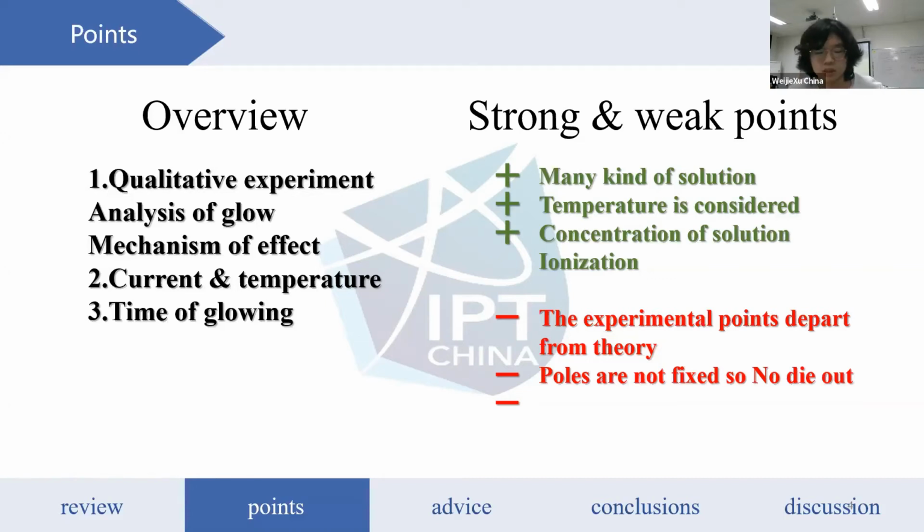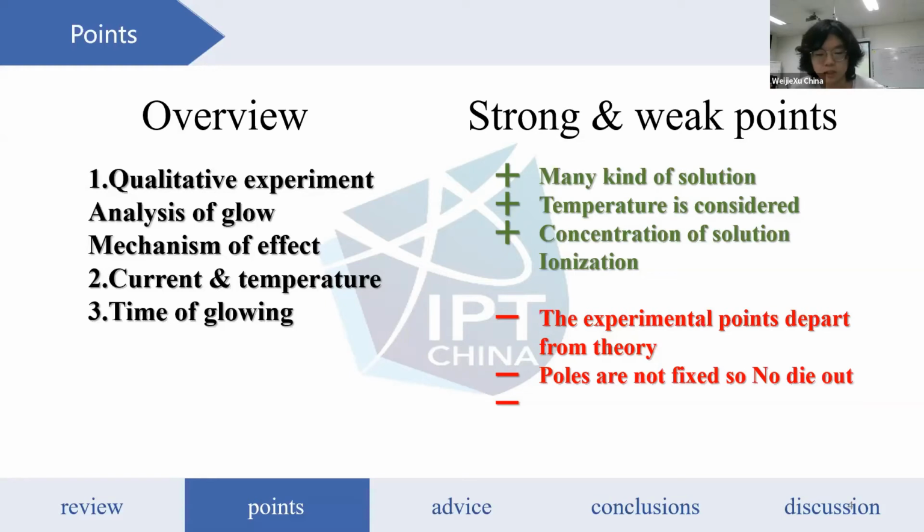I want to see more connection between the experiments and the theory. And also, just like I said, your poles are not fixed. In my opinion, the pole position can influence the die-out time and can even make the light not die out.